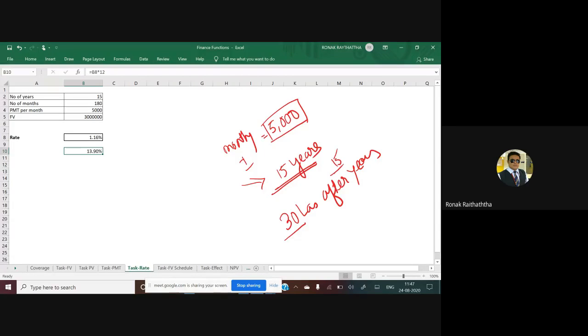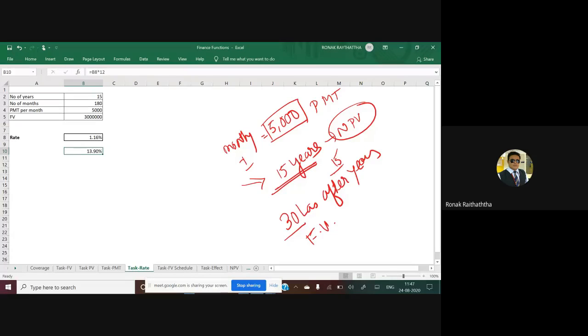So PMT is given to you. FV is given to you. Number of periods are given to you. So what he wants to know over here is what shall be his expectation of rate of return to get this 30 lakhs. And after finding the expected rate of return, as a financial advisor, you will be suggesting to him or her the appropriate investment avenue.